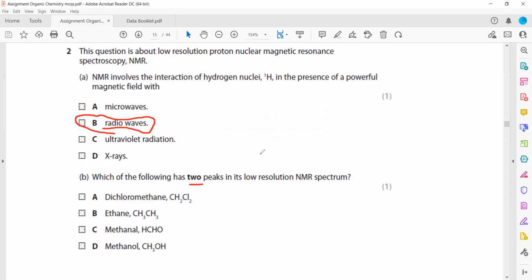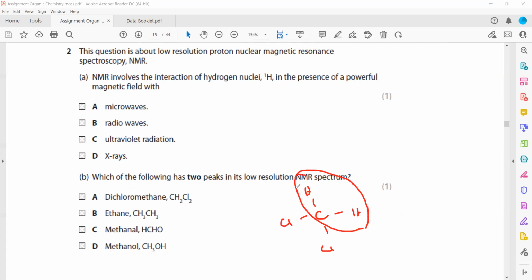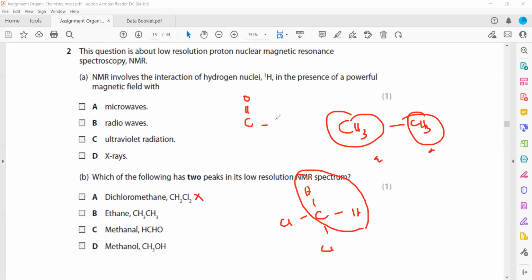So when we check, dichloromethane has only one hydrogen environment, because dichloromethane is like C, H, Cl and Cl. So this is one hydrogen environment. So it won't be. When we check this one, this is also one, identical environments are there. So this is A. So one hydrogen. When we check methanol, it is C double bonded with O, H is there and then H is there. So this is also identical. So it means it will be one.